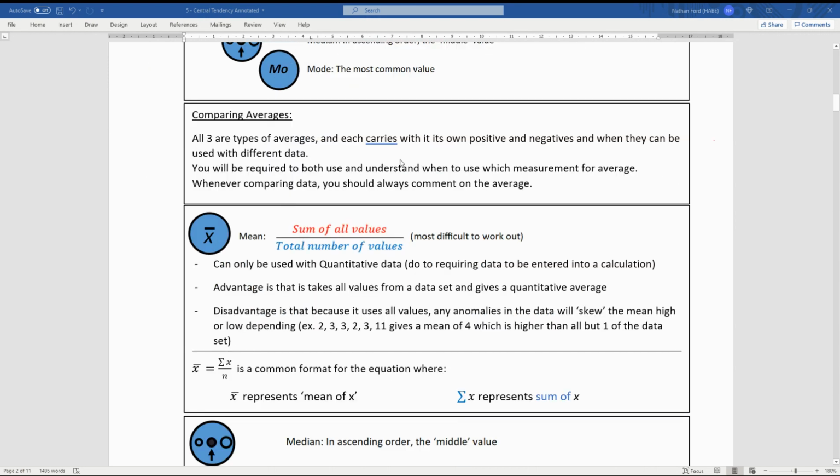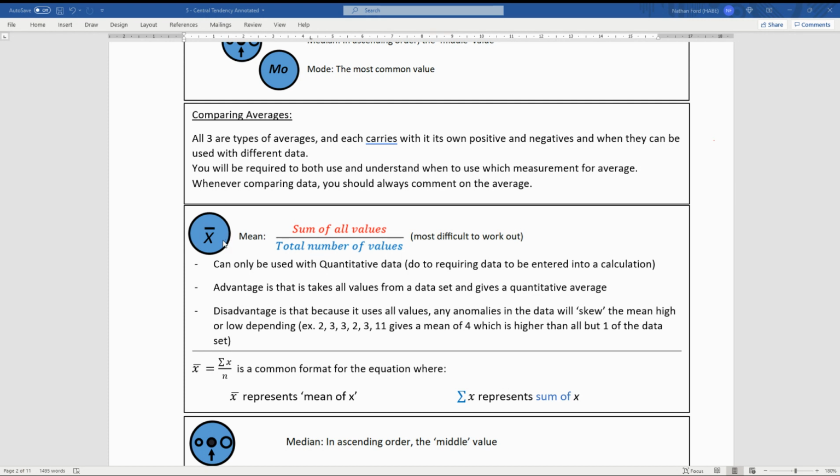Now, what we're going to first do, before we even think about doing the actual calculations, is talk about some advantages and disadvantages of them, because they're very, very important. Since there's three types of averages, they all have their place. They have their own positives and negatives. You will be required to understand this to be able to pick what you'll be doing in your calculations, whether you're doing a science subject, geography, psychology, and maybe even business. Now, let's have a look.